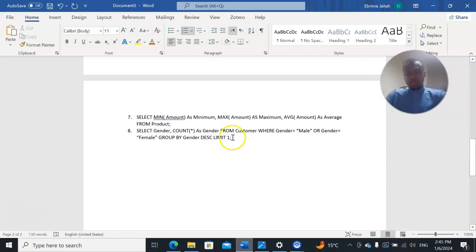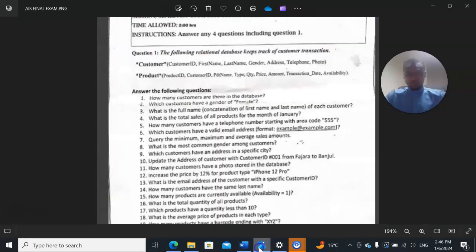Limit here is also an SQL command. Limit to 1, what does it mean? Limit to 1 is used to fetch the top row, the top information, which represents the most common gender, because they want us to find the most common gender. Okay, now let's go to question number 9.